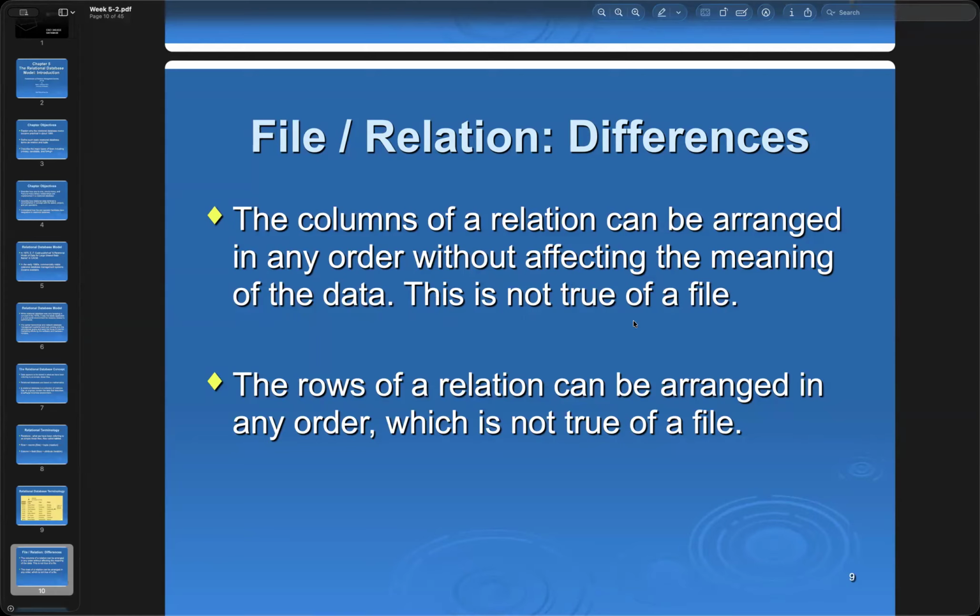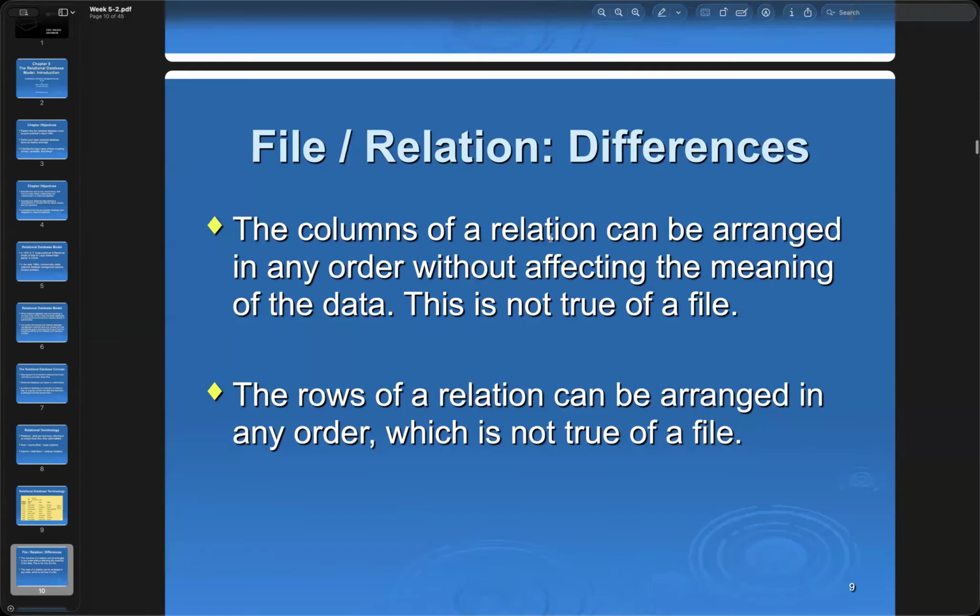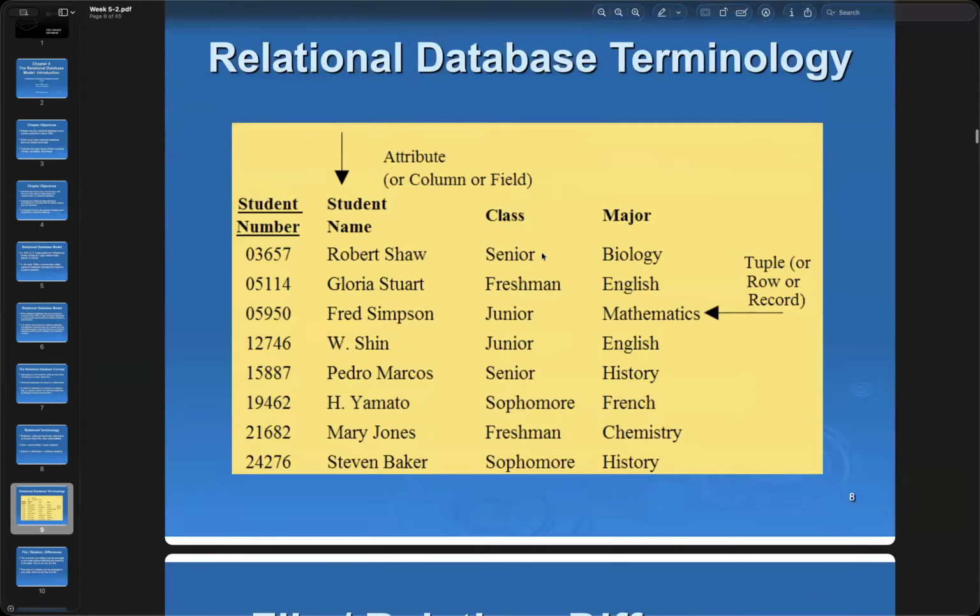So right here, just be careful of it. We can call it the columns of a relation, and they can be in any order without affecting the data. But in a file, that is not okay. It makes sense, right? Because of the relation, when we design, the order doesn't matter.